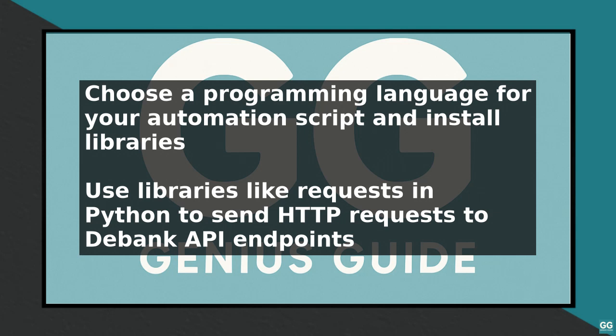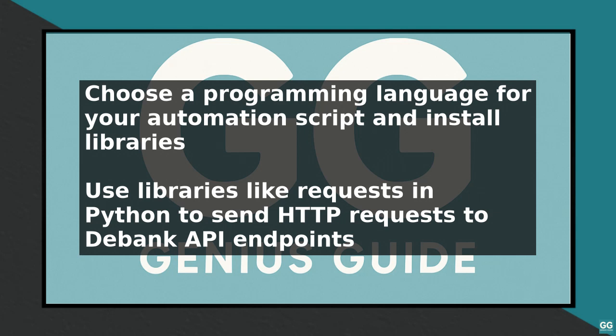Then, install the required library for making HTTP requests in your chosen language. In Python, this is the requests library. Import the library and use it to send a GET request to the Debank API endpoint you want to access.